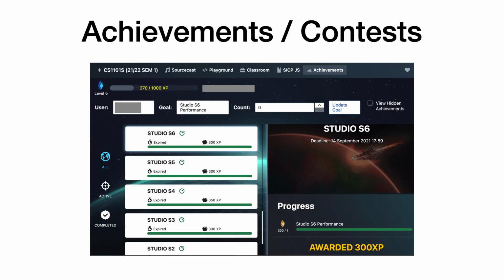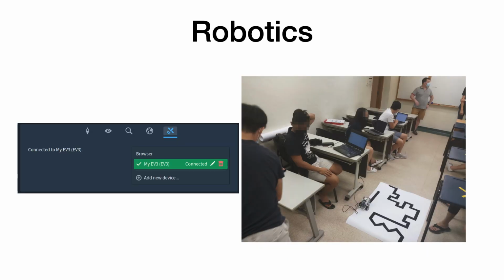In addition, the Source Academy has an achievement system that awards experience points for completing assignments, studios, or competing in or winning contests. The Source Academy has support for running programs on some microcontrollers. In CS1 we have a robotics component based on the LEGO EV3 Mindstorms robots, directly programmable from the Source Academy.